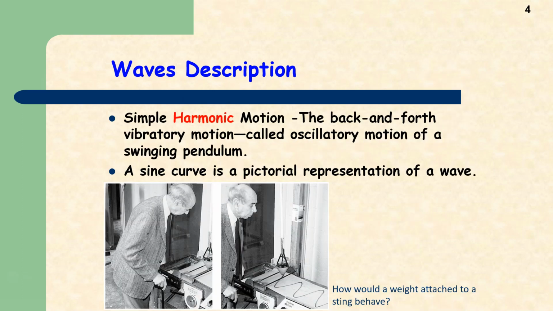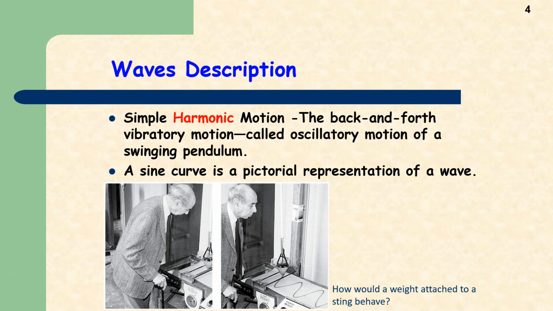So the simple harmonic motion, or SHM, we've been studying for a little while now, and it's just the back and forth vibratory motion, also called oscillatory motion, of a swinging pendulum, or anything that just repeats itself. So a sine wave, you've seen sine waves, and this is just a pictorial representation of a wave.